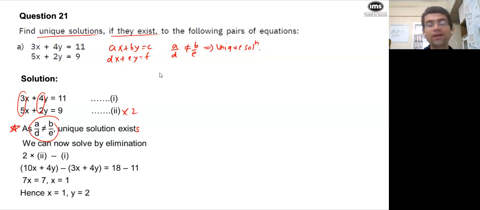So these two straight lines will intersect in a point whose coordinates will be 1, 2. If I draw a graph with these two lines, then they will intersect in a point whose coordinates will be 1, 2. So yes, a unique solution exists, and that solution is going to be 1, 2.